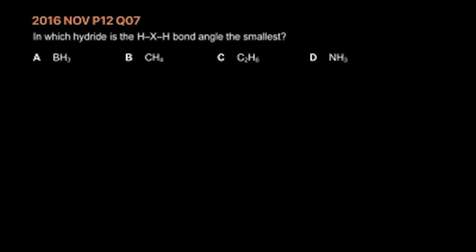Now this question is about hydrides, bonds with hydrogen. So again, just write the bond angles for all these 4 shapes. BH3 is 120, CH4 109.5. C2H6 is an alkane, all angles are 109.5 because it's tetrahedrally bonded.